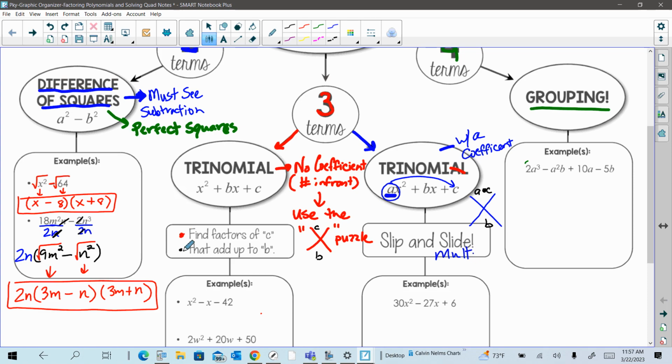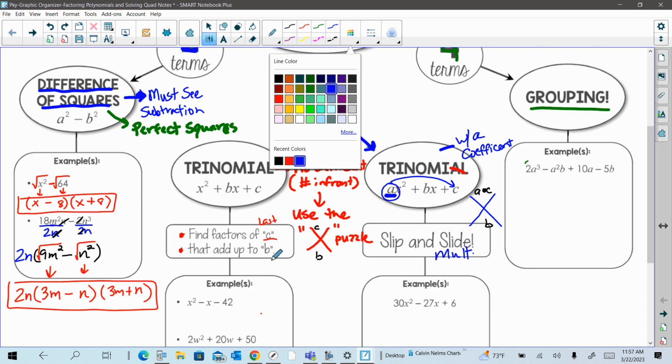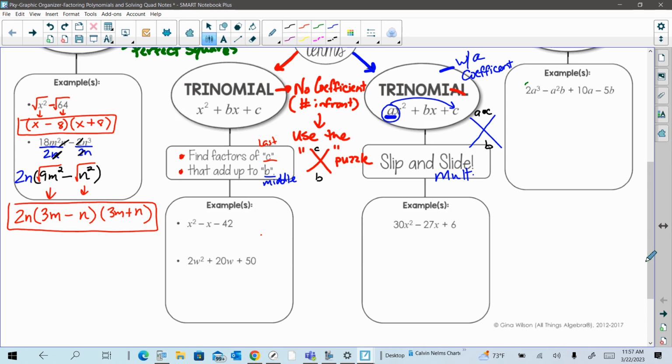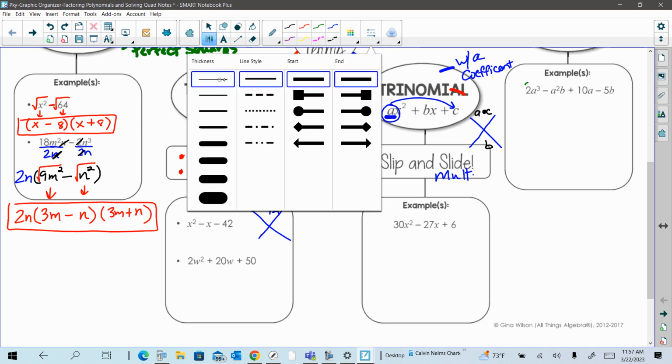So we're looking for factors of C. C is your last term. This represents the last term. And the B here, the B represents the middle. Okay. So some people are able to do this mentally, but right off the bat, I see that the coefficient is that invisible 1. So I look at the last term, which is right here, this negative 42. So this negative 42 is what I'm going to put in my X puzzle. So I'm looking for factors of this negative 42 with a sum of the middle term.